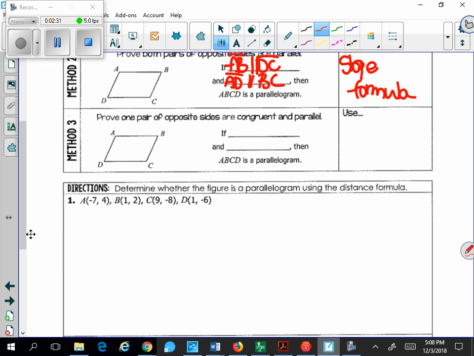Method 3 says prove one pair of opposite sides are congruent and parallel. By that I mean I want to say that AB is congruent to DC, and I can also say that AB is parallel to DC, then I can say that ABCD is a parallelogram. If I'm talking about congruence and parallelness, then I am talking about using both of those two formulas, the distance formula and the slope formula.